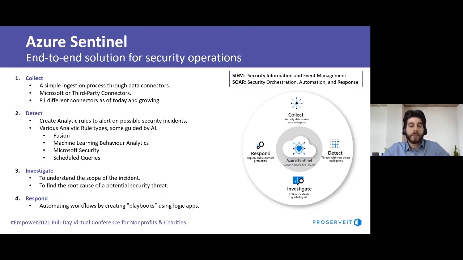So to recap, we want to be able to collect as much data as possible from the various sources. Once we collect that information, we want to detect the threats. Once we detect the threat, we want to start investigating as soon as possible to find the root cause, and finally respond to the threats in a timely fashion.